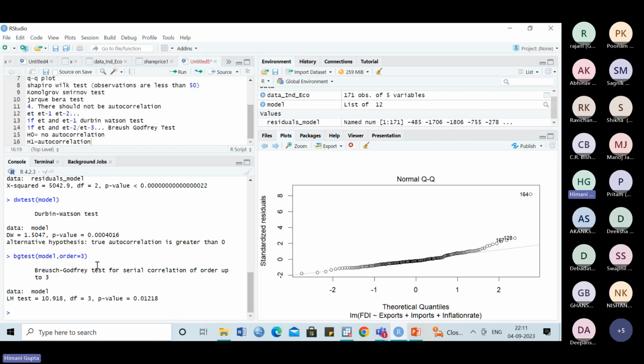Now over here, I'm taking order 3, that means I am comparing whether today's advertisement is related to the advertisement 3 months back or not. You will observe that the p-value is 0.01, again less than 0.05. So I can say that there is autocorrelation between the third month and today's rate. There is an autocorrelation. Done? Any doubt till here?